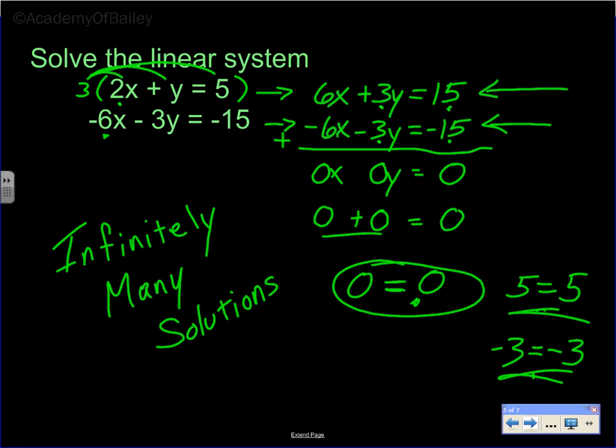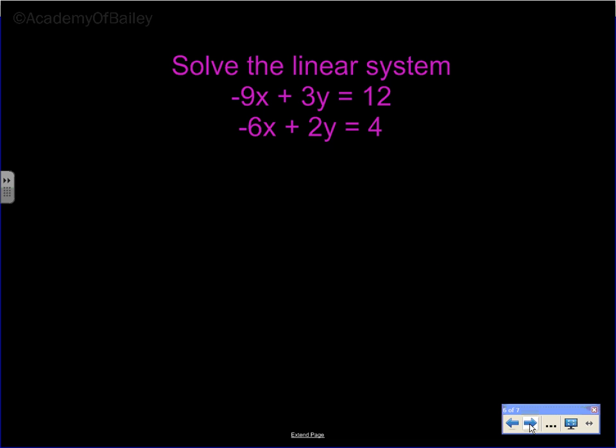Infinitely many solutions is what you should have there. So we just use linear combinations to figure this out. We didn't have to graph it or anything. We just used linear combinations. Let's look at this other one here.